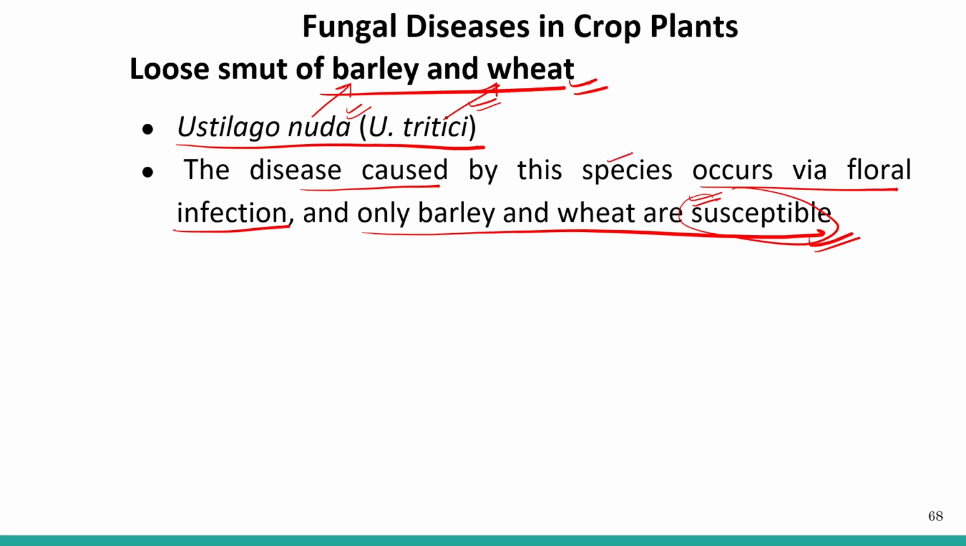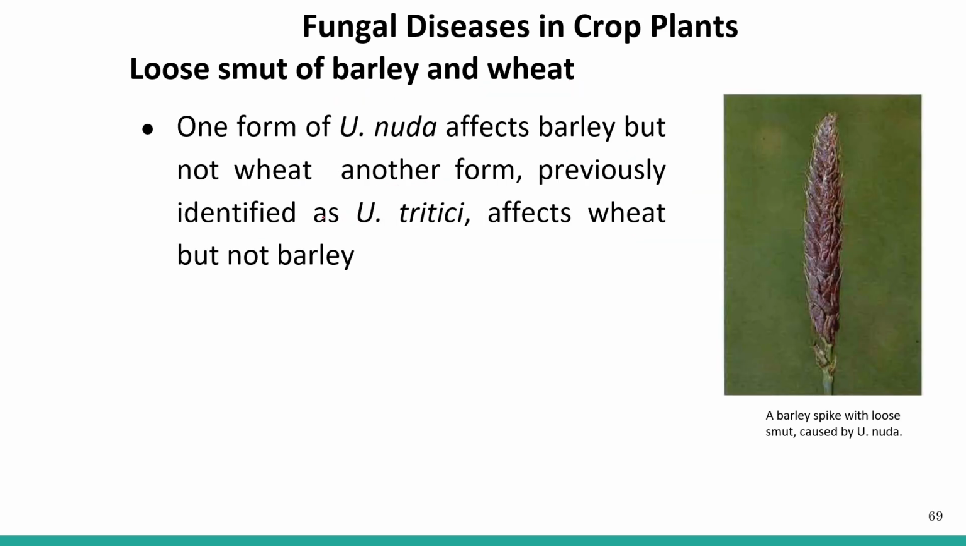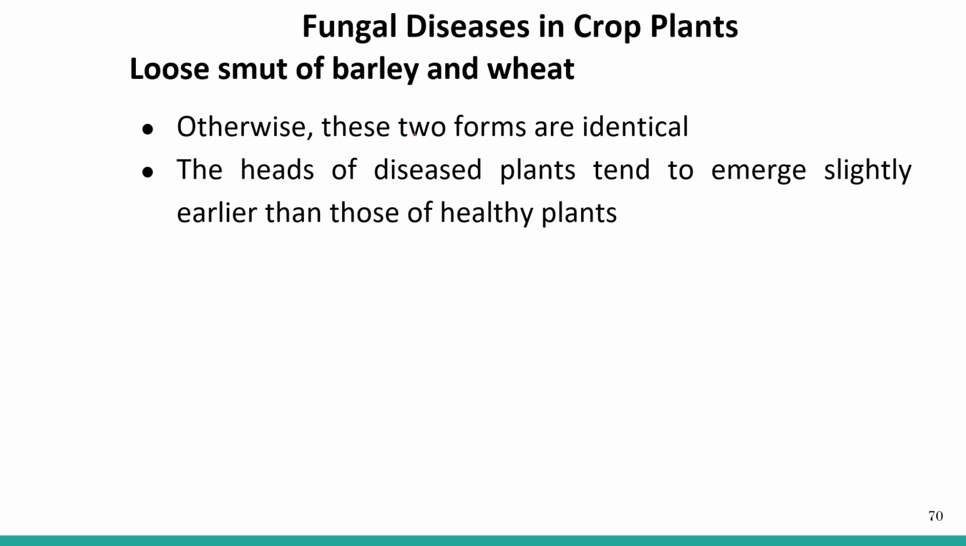The disease caused by these species occurs via floral infection, right? One form of Ustilago nuda affects barley but not wheat. So this Ustilago nuda causes disease in barley, but it does not cause any disease in wheat. In the same way, Ustilago tritici affects wheat but not barley. Otherwise, these two forms are identical.